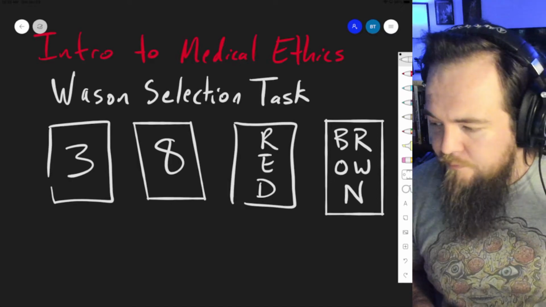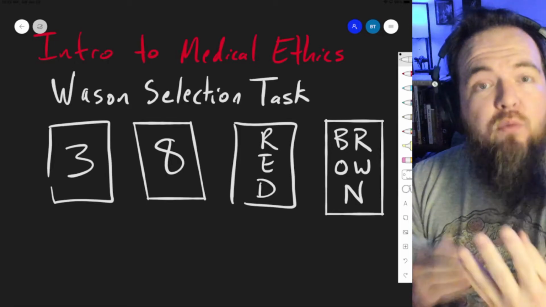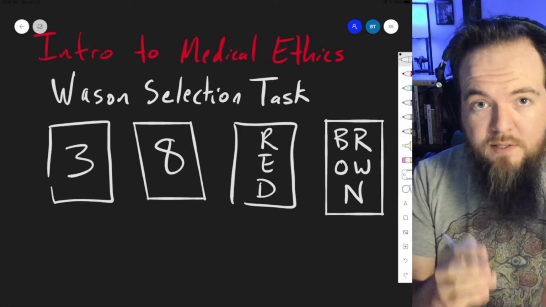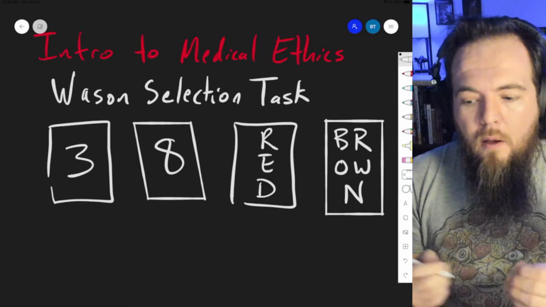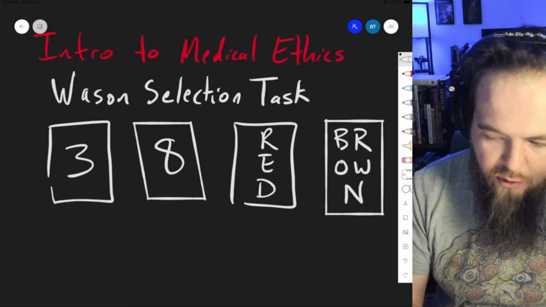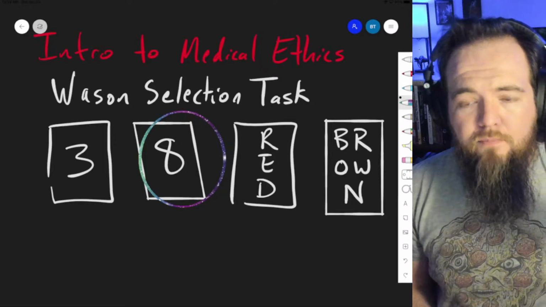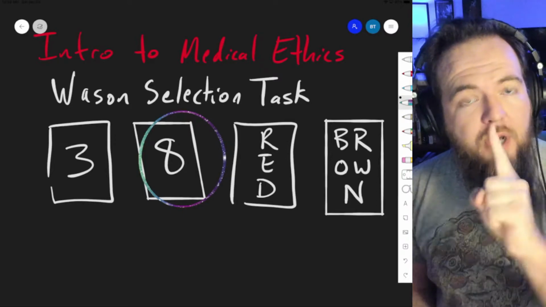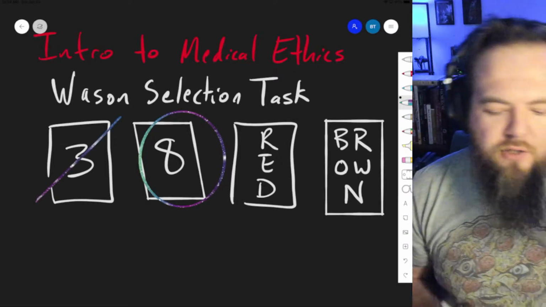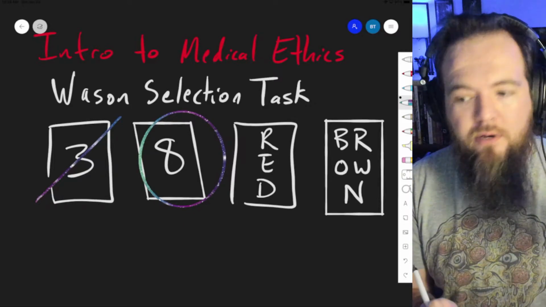Here's the solution, okay? So if you are trying to prove the rule right, or see whether it's right, that if there's an even number on one side, then it has to be red on the other, a lot of us realize that what we have to do is turn over 8, right? Because it's an even number. And if we turn it over and it's red, then we know that the rule is followed. But if it's any other color, we know that the rule is broken. We know that we don't have to turn over 3, right? Because it's not an even number. So our rule just simply isn't about it, all right?